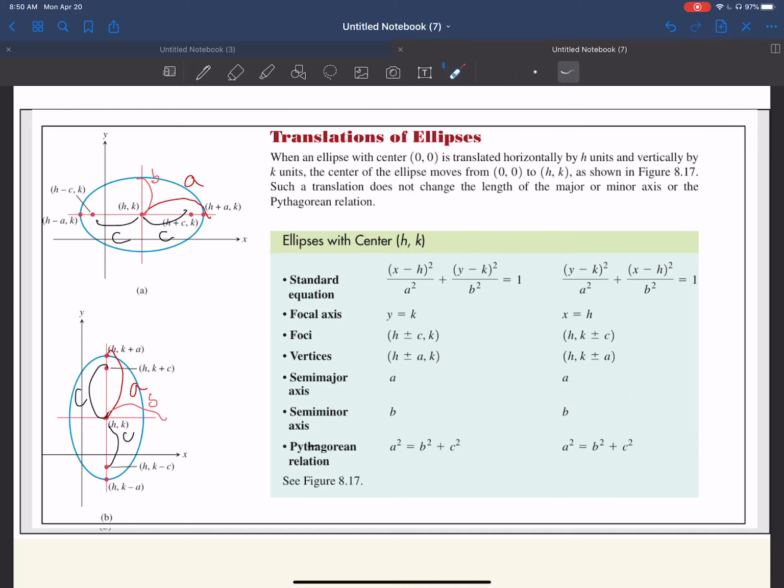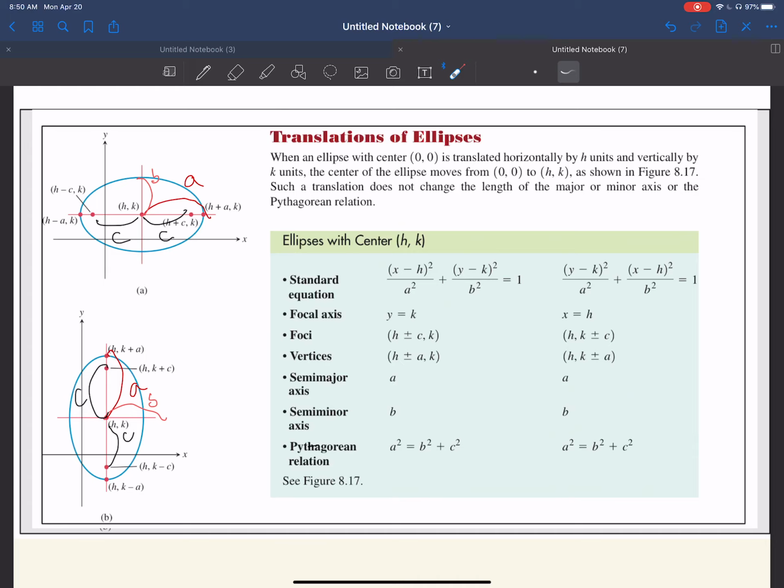So if we look at the equations now, to find the foci, if it is horizontal, now you have to take into consideration the x value of the center, which is h, and then just add c to it. Same thing for the other one, but it's going to be with the k since it's going up or down depending on the situation.